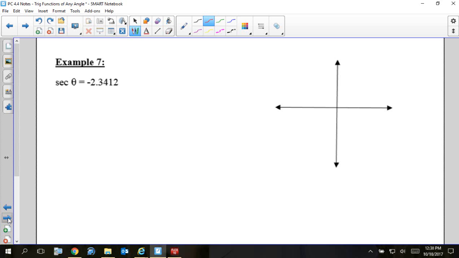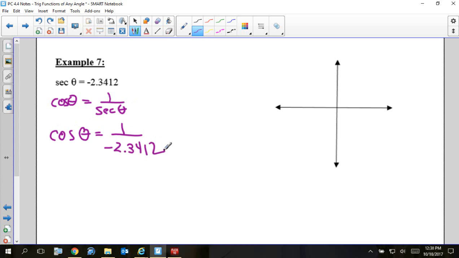So we can't use secant. What do we know about secant? Secant is what? Reciprocal cosine. So cosine theta is 1 over secant theta, right? So cosine theta is 1 over negative 2.3412. So what do I type in my calculator?